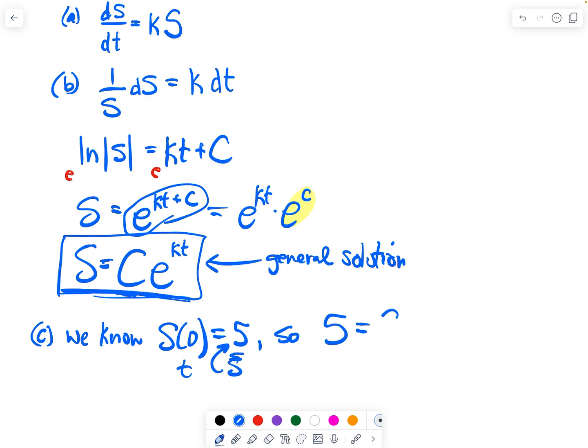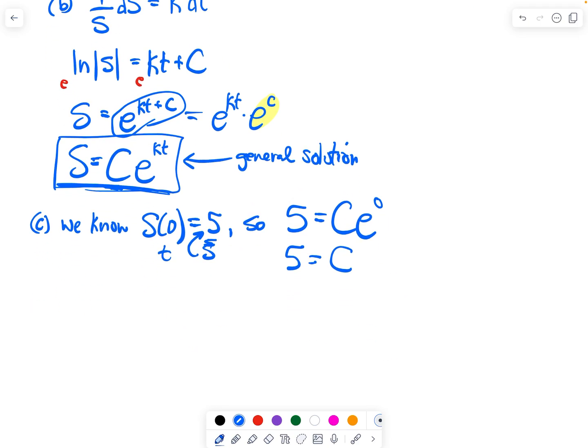So 5 equals C e to the K times 0, or e to the 0. This helps you find that C is equal to 5. That makes sense because at time 0, the e vanishes and we have 5. So S equals 5 e to the KT. This is a specific class for a tumor that has an initial value of 5 millimeters.